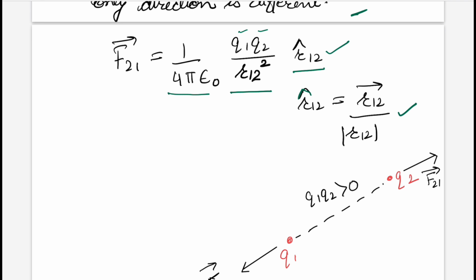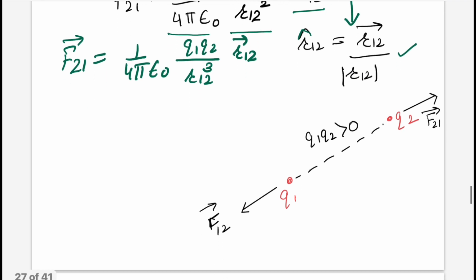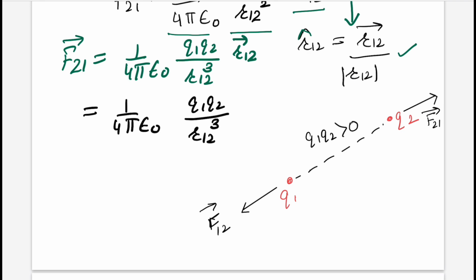If we make the substitutions for the unit vector, then F21 can be written as 1 upon 4 pi epsilon naught, Q1 Q2 are the charges, divided by R12 cube. It will get a cube as you put here the R12 vector. What we have done is just substituted this value in the expression. Then we can write 1 upon 4 pi epsilon naught Q1 Q2 R12 cube.